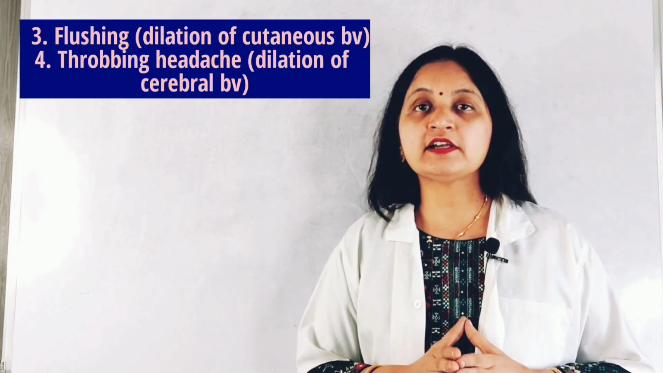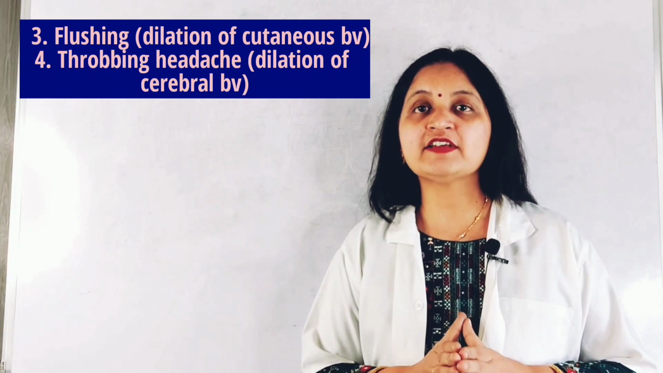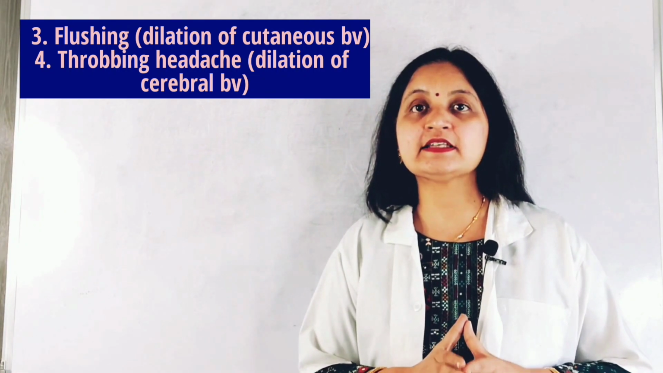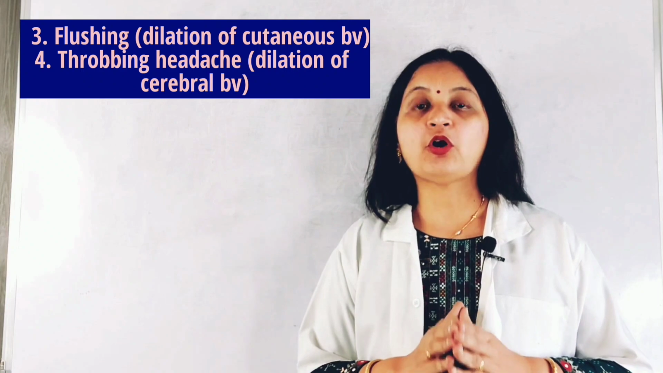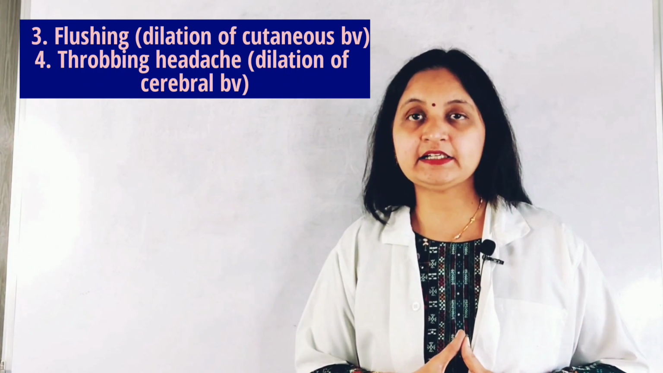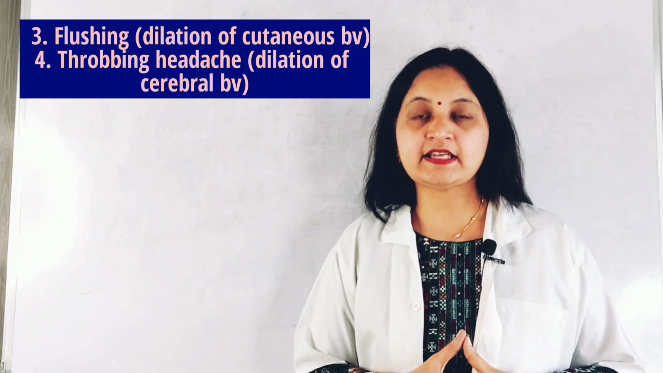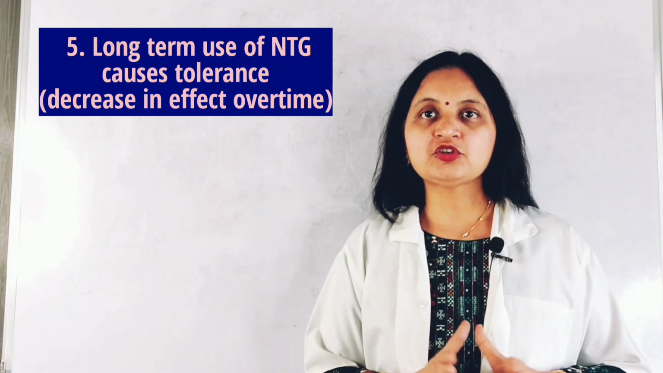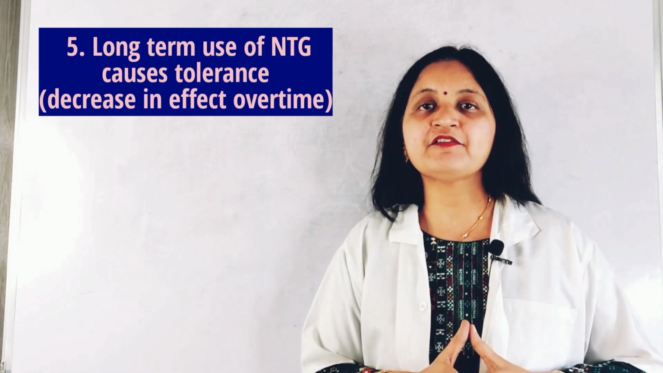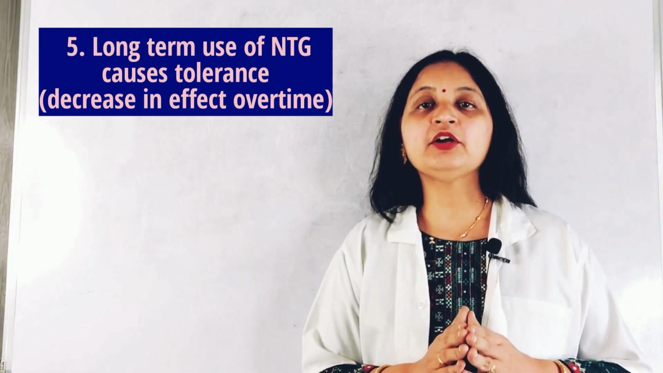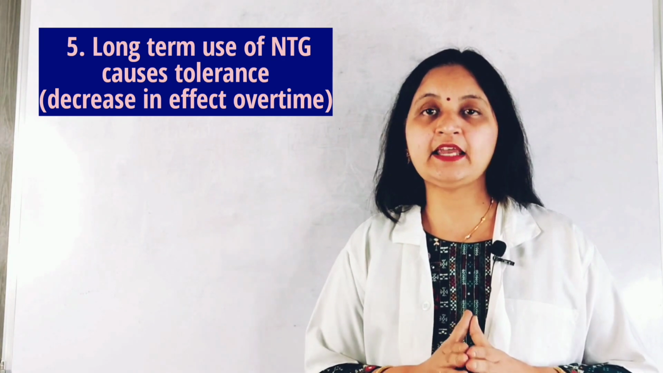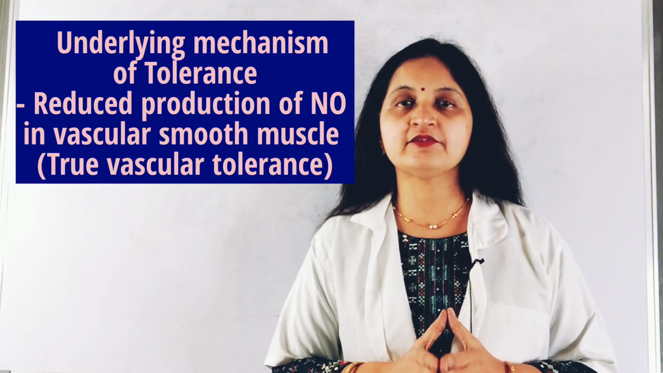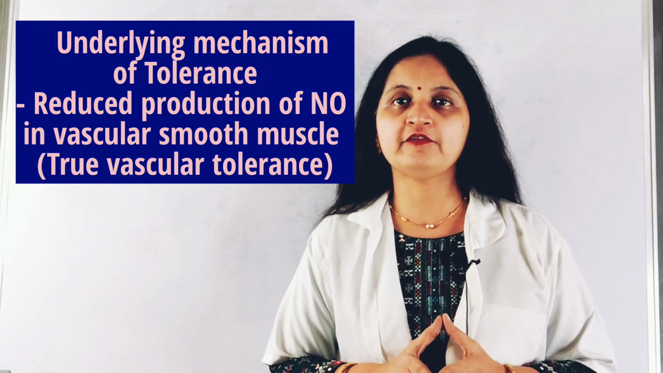Because nitrates cause relaxation and dilatation of blood vessels such as cutaneous blood vessels, it causes flushing and also the cerebral blood vessels are dilated, so headache occurs as a side effect. Nitroglycerine on long-term use causes tolerance as a side effect. What is tolerance? Tolerance means decreased effect over a period of time or higher doses are required to produce the same effect. The underlying mechanism for the development of tolerance is related to the mechanism of action of nitrates.